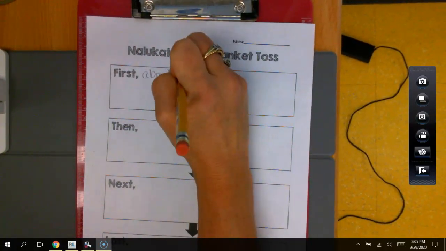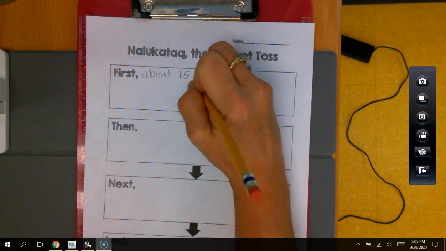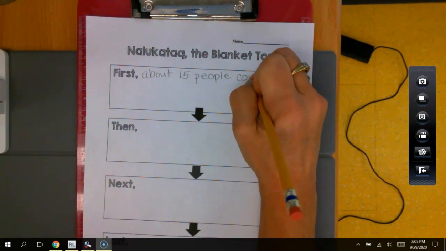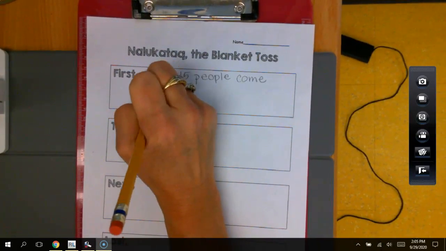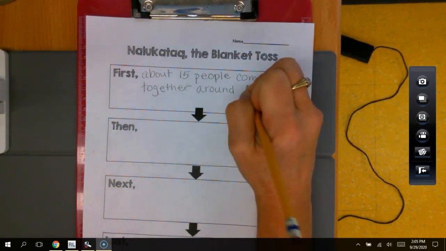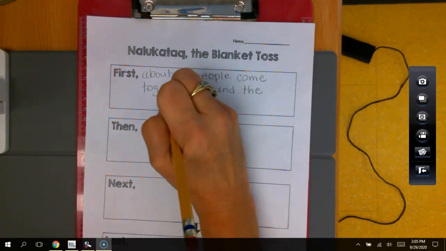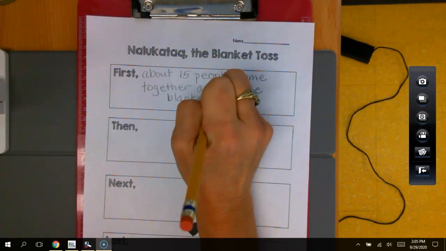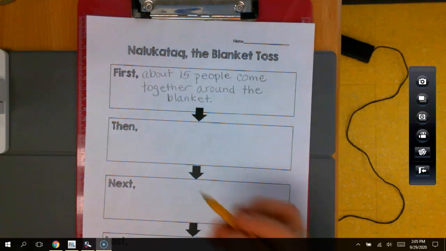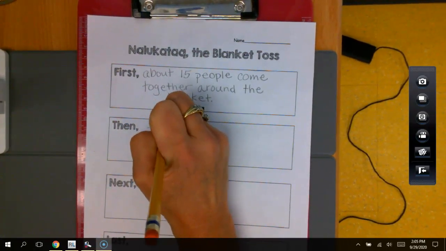About 15 people come together around the blanket. Period. Then you have to ask yourself, what happens next? What happens after 15 people come together around the blanket? Well, they lift it up. Then they lift the blanket up.